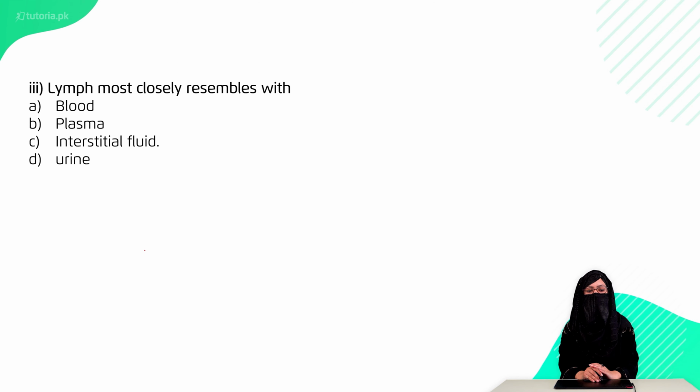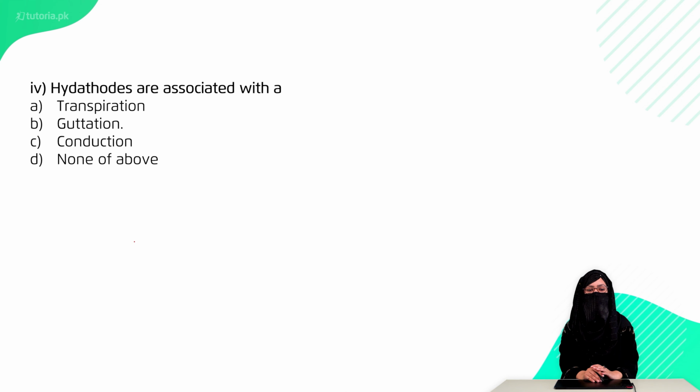Question 3 है lymph most closely resemble with option A, blood. Option B, plasma. Option C, interstitial fluid. Option D, urine. The right option है option C, interstitial fluid. Question 4 है hydatotodes are associated with transpiration, guttation, conduction, none of the above. The right option है option B, guttation.